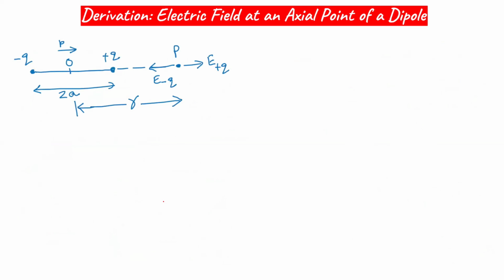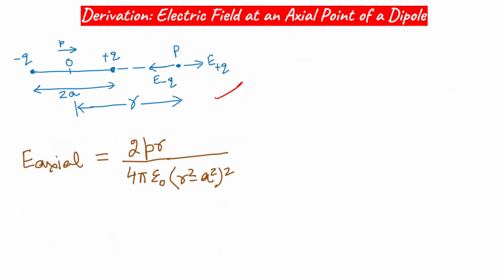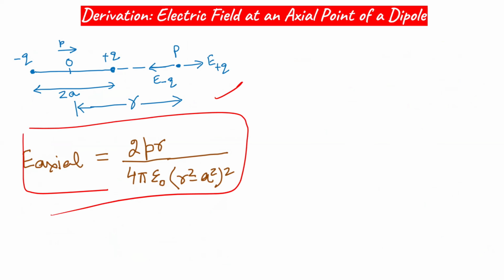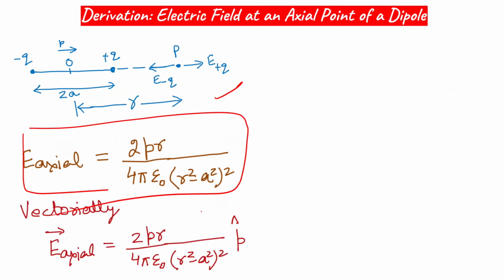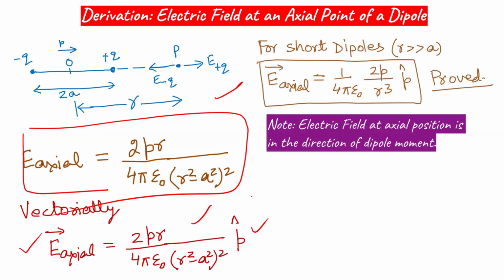Now see another corollary in this case. For example, E axial comes out to be 2pr upon 4 pi epsilon naught (r square minus a square) whole square. Okay, now vectorially you can say E axial is equal to 2pr upon 4 pi epsilon naught into (r square minus a square) whole square, that is in the direction of p. So that's what we have just discussed. Okay, this is how we derive this expression.